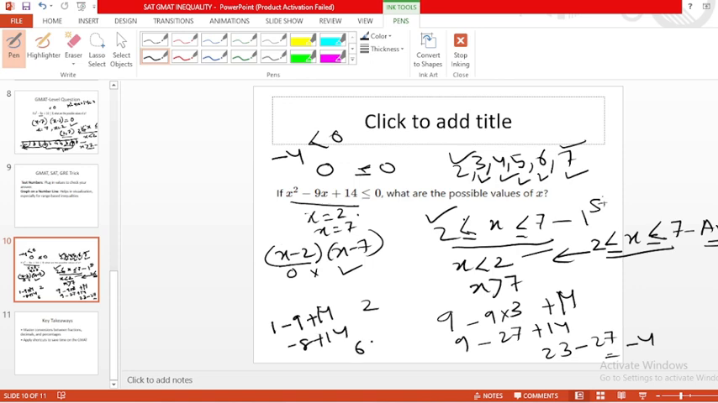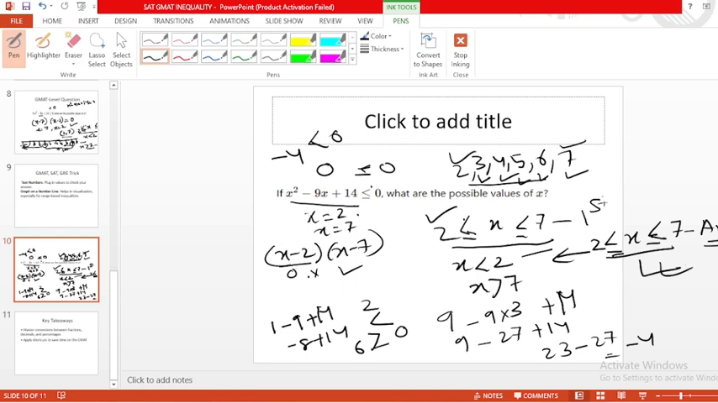So what happens with this inequality? 6 is a positive number, so this is not satisfying, since it has to be smaller than 0. So any value lesser than 2 will not satisfy, and any value bigger than 7, like 8 or 9, will not satisfy. Why? Because we have checked with the values in between and they are satisfying. So our final answer is this.